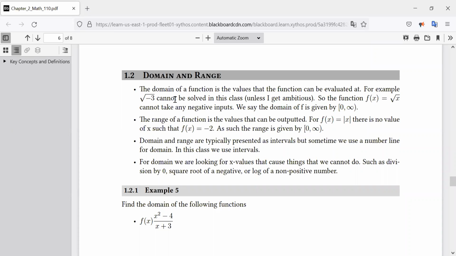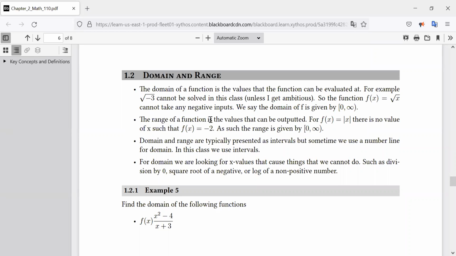In this class, we will work with imaginary numbers later on, but you don't have to worry about it in terms of the domain and range of square roots and things like that. For right now, imaginary numbers don't exist. Another thing that comes up is you can't divide by 0. So that's something you have to worry about for the domain and range. Also, when we get to trig functions eventually, we'll have to worry about that, but we don't have to worry about trig functions quite yet.